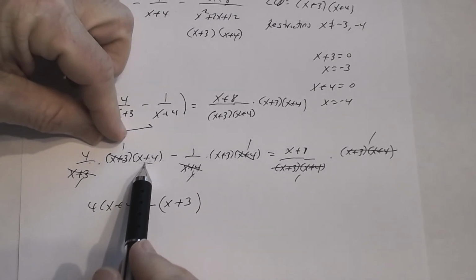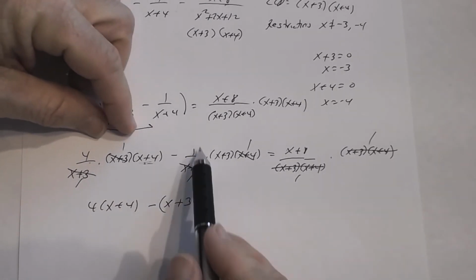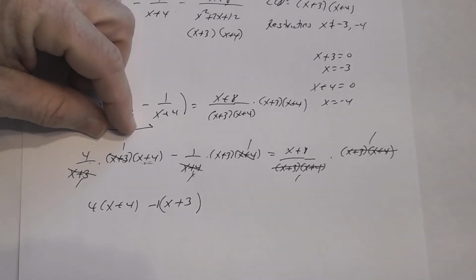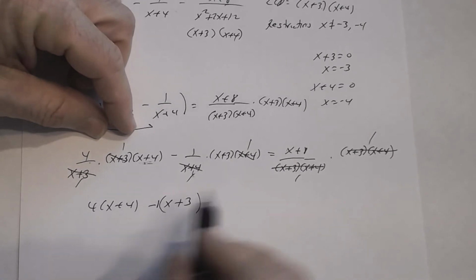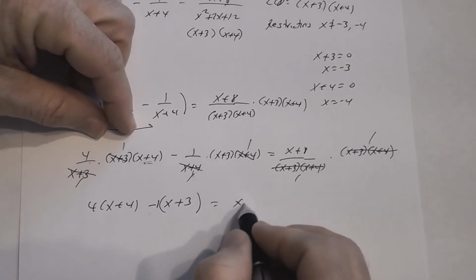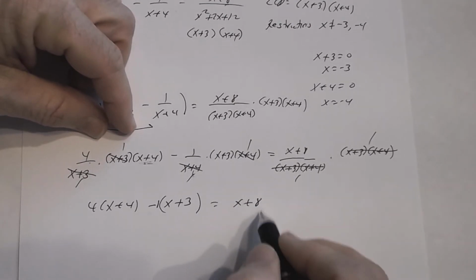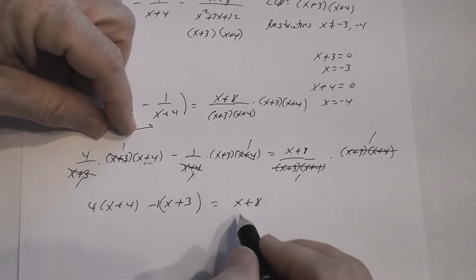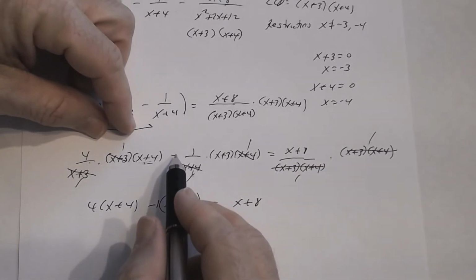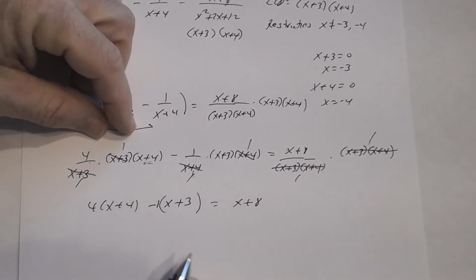4 times 1 is 4. You have this binomial right here. 1 times 1 is 1. So if you need to, put a 1 right here if you have to, just like we did this. Put a 1 there if you need to. Okay? Equals, and then x plus 8 times 1 is just x plus 8. So notice I didn't have to put that in parentheses and say times 1 because it was a positive 1. See this right here, you're subtracting, so you just have to be careful.